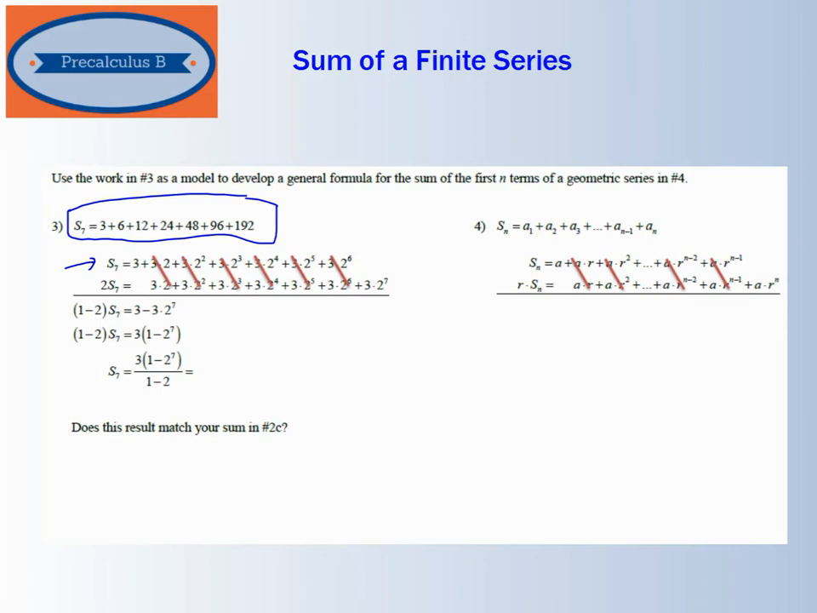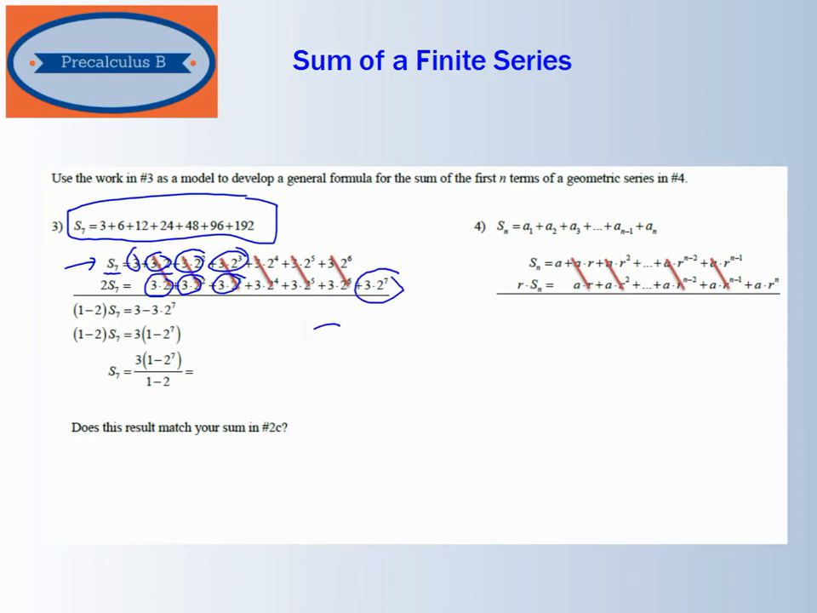And what ends up being really interesting here is that we end up having matching terms. That 3 times 2 matches the 3 times 2. 3 times 2 squared, 3 times 2 squared. 3 times 2 to the third matches 3 times 2 to the third. We have all of these matching terms. In my first part, sum of 7, I had a 3 standing by itself. In the second one, I have this 3 times 2 to the 7th standing by itself.